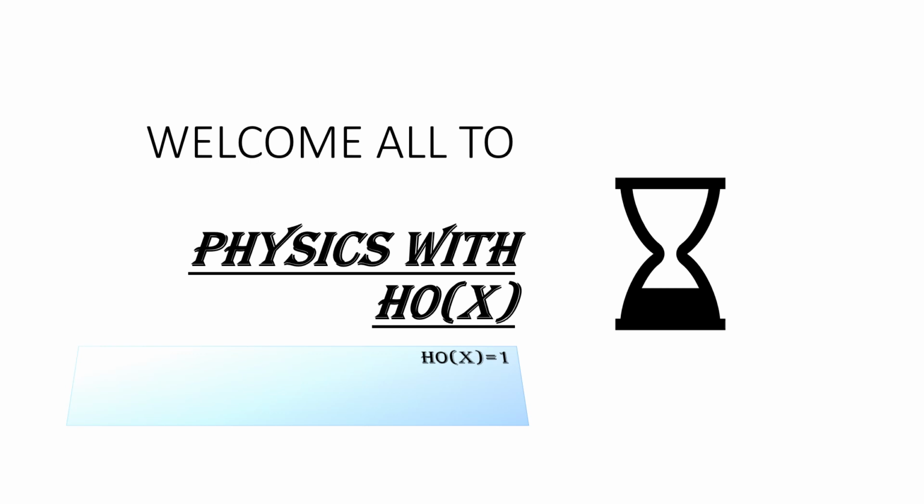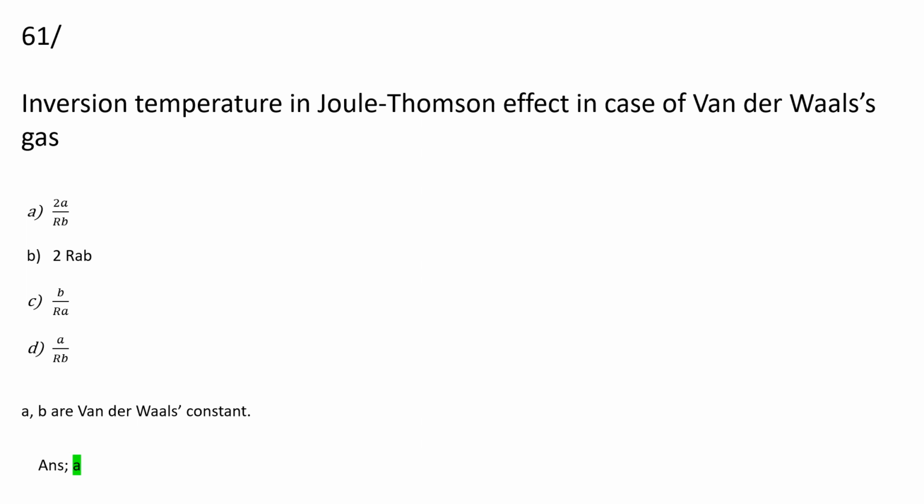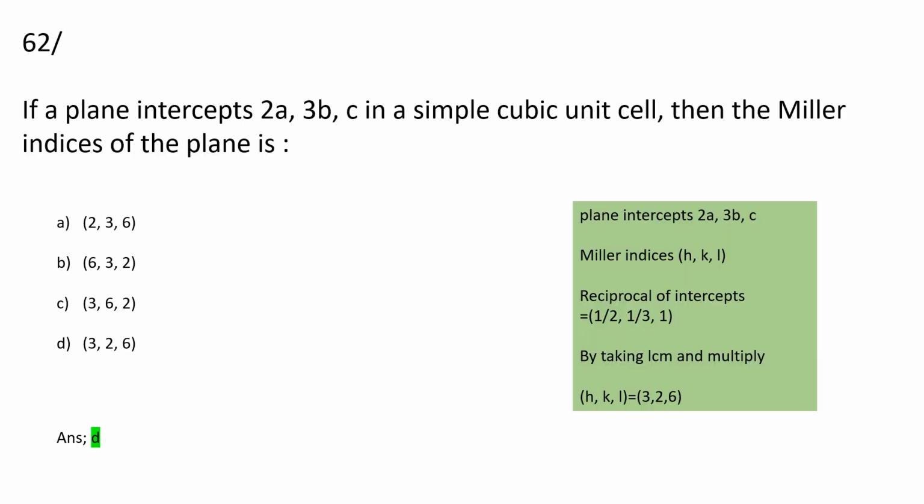So let's begin. And here is the first question of the session: the inversion temperature in the Joule-Thomson effect in case of a van der Waals gas is? And the options are 2a by Rb, 2Rab, b by Rb, a by Rb, and it has been mentioned that a and b are van der Waals constants. So here we know that the inversion temperature is 2a by Rb, that is, option A is the correct answer.